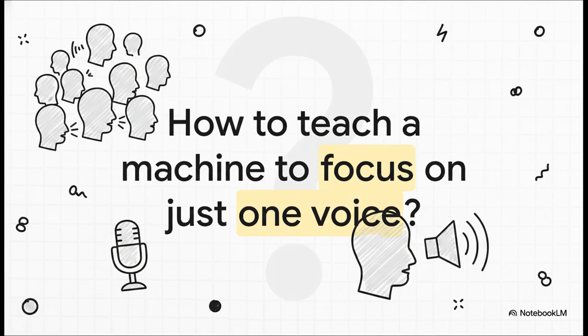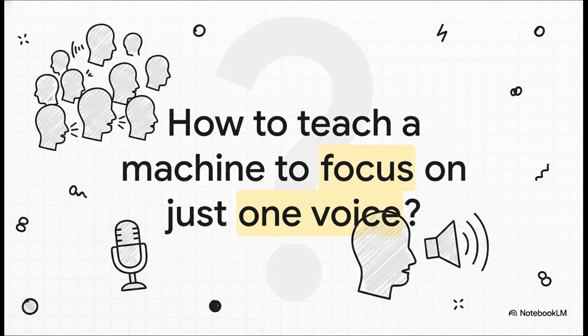Okay, picture this. You're sitting in a packed coffee shop. You've got the clinking of espresso cups, people laughing at the next table, traffic outside, the whole shebang. Yet somehow, you can completely focus on the person sitting right across from you. Your brain just tunes out the noise. It's basically a superpower we use every single day without even thinking about it.